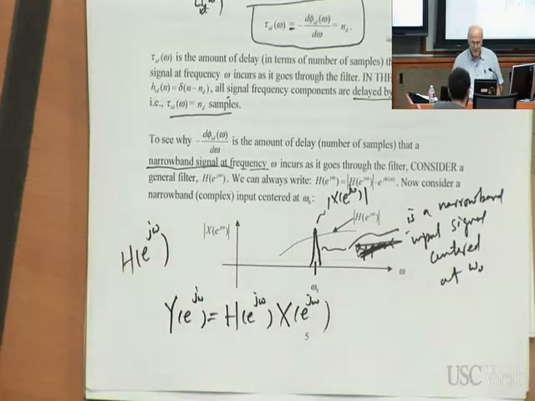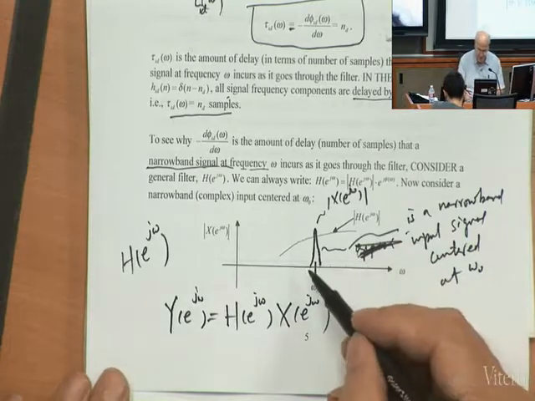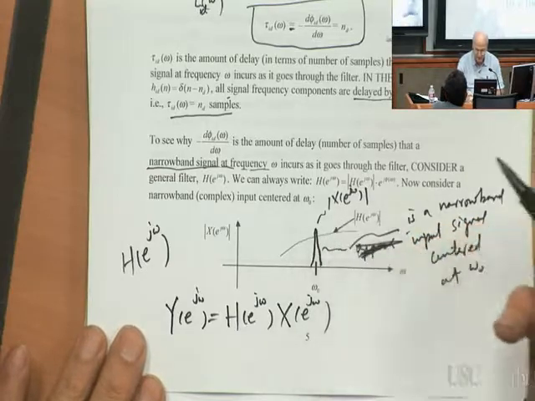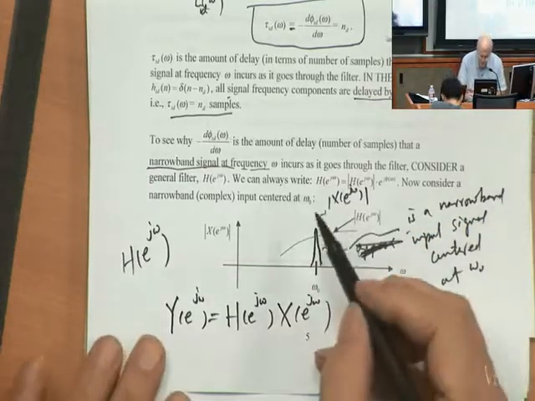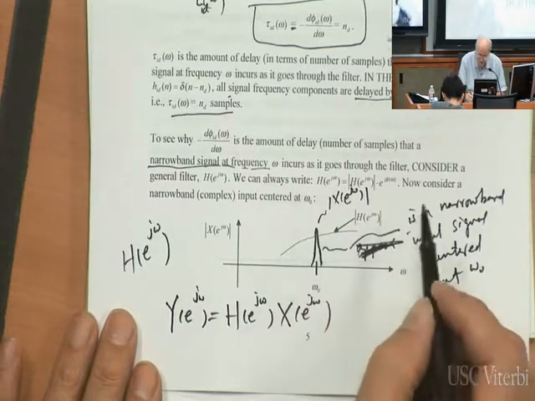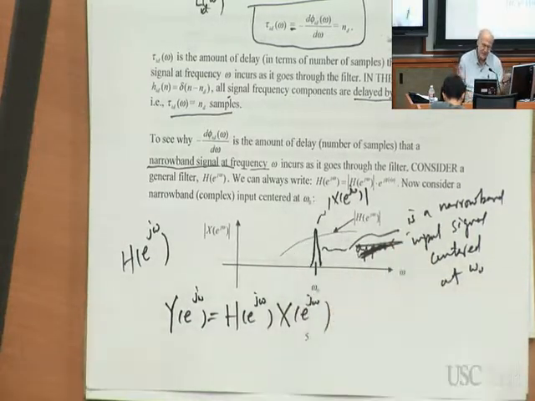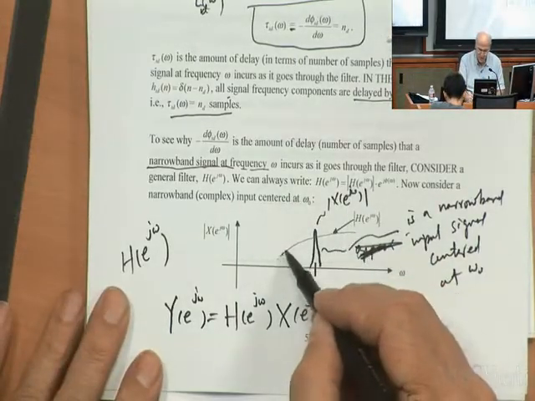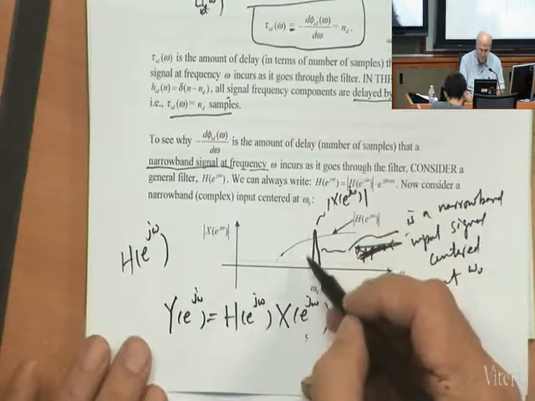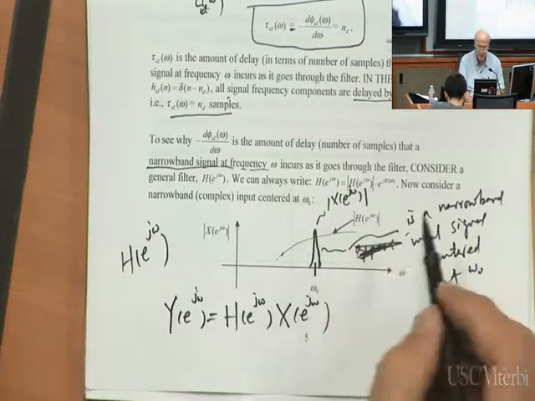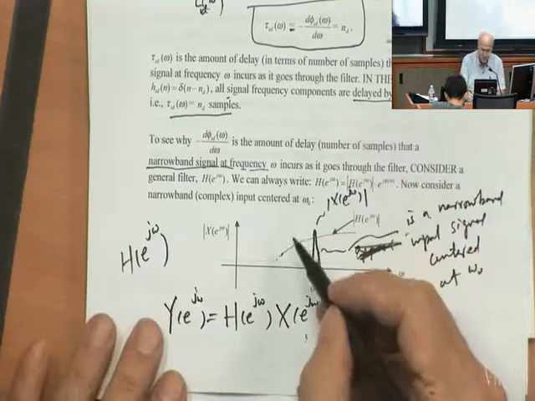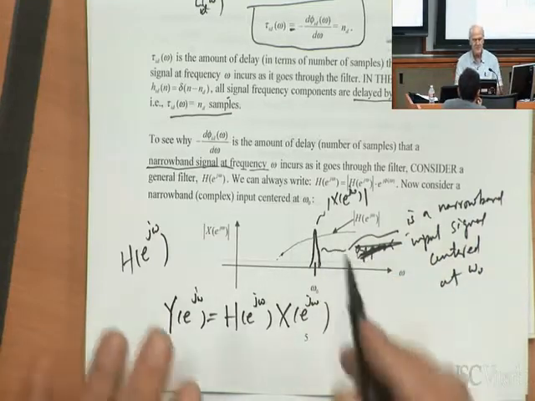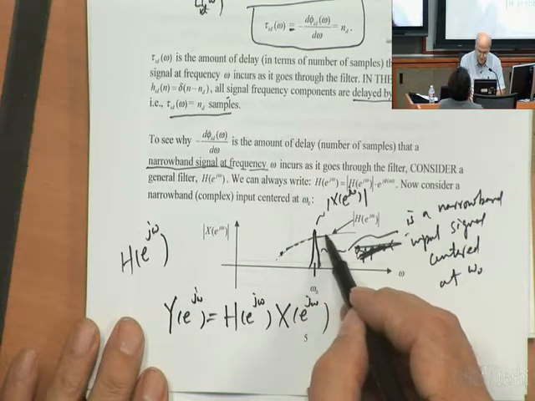All right? So in this plot, I've sketched two things. One, the magnitude of X, which is this narrowband component. And then I've also sketched the magnitude of H. This is just general. I will assume it has a shape that's broader. The input is almost infinitesimally narrow, because we want it to be close to a sine wave. But I will assume that the magnitude of the frequency response of this filter is much broader. So it looks something like this.